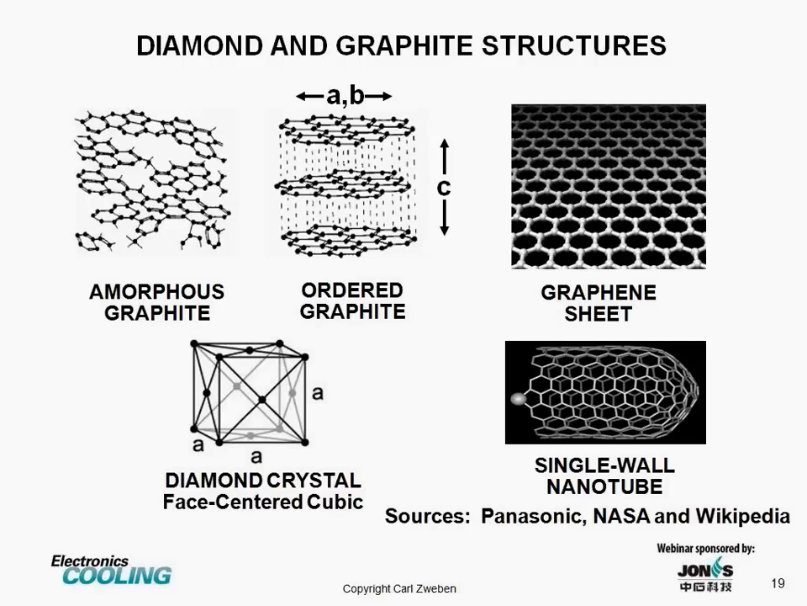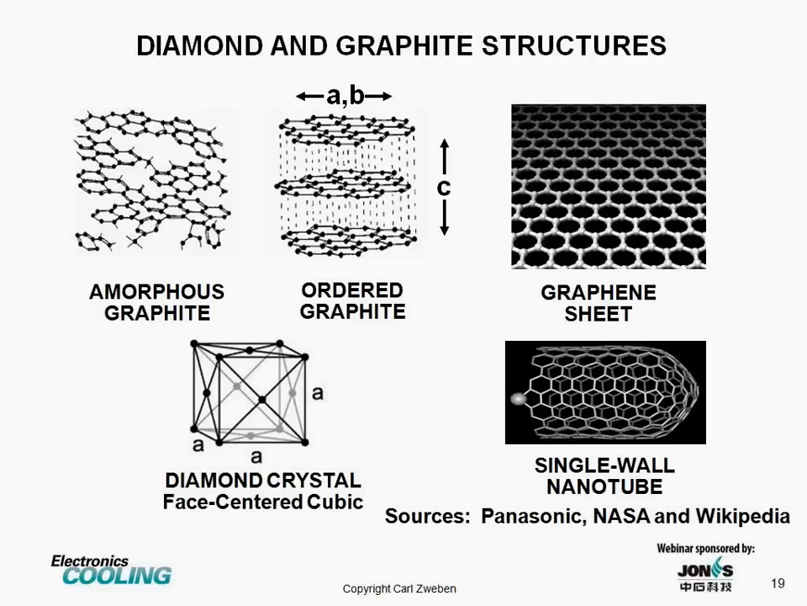Let's take a look at the structure of diamond and graphite in various forms. On the top left, we have amorphous graphite, which is unstructured. In the middle, we have ordered graphite, which is basically a series of layers of graphene sheets. The graphene sheets are held together in the C direction by van der Waals forces, which are relatively weak. However, the in-plane bonds between the carbon atoms, which are in a hexagonal array, are very strong and give rise to high thermal conductivity and high stiffness.